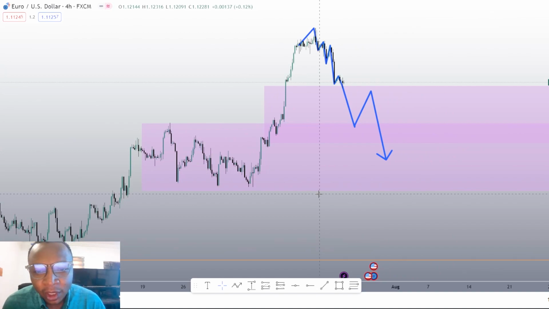Okay, we will continue selling euro USD. So for day trading analysis, euro USD is on the sell trend, and we will continue taking short positions of euro USD until we see a switch in structure.